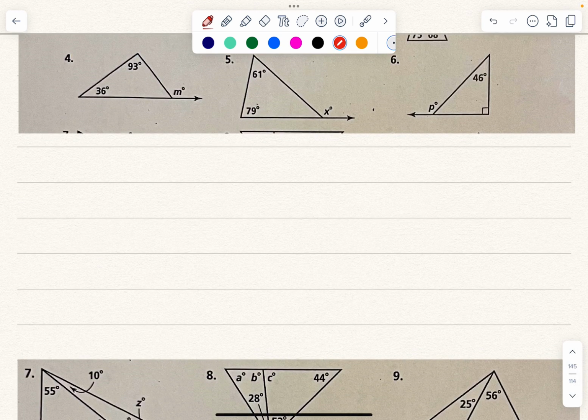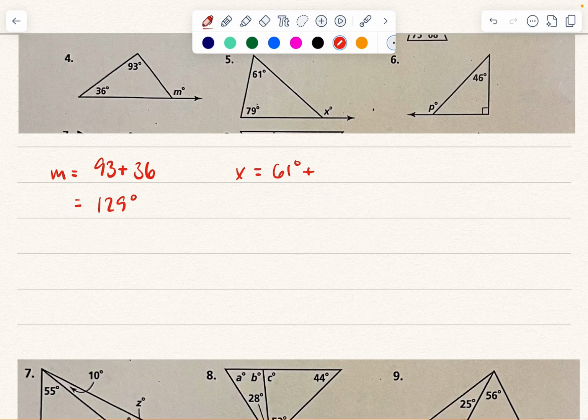4, 5, and 6, they keep with the same theme. For m on number 4, you go, okay, that's the exterior angle, so it must be equal to the sum of the two remote interior angles. 93 and 36 give me 129. On number 5, I get that x must be equal to 61 plus 79, so therefore 61 plus 79 is 140. And on number 6, p must be equal to 46, not 45, 46 plus what?